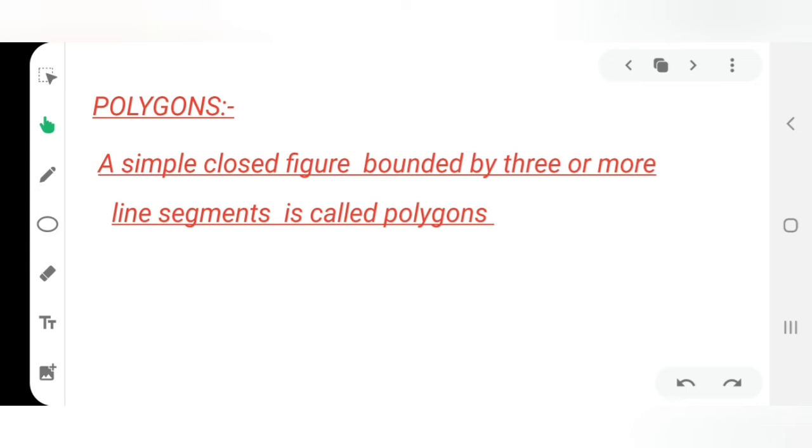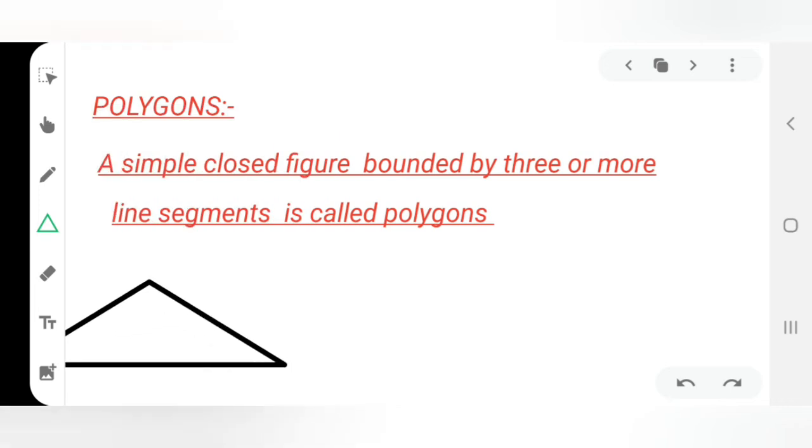What is the definition? A simple closed figure which is bounded by 3 or more line segments is called a polygon. It means that for any figure to be a polygon, it must have a minimum of 3 line segments. It must be enclosed by 3 line segments. So can you tell me any figure which has 3 line segments?